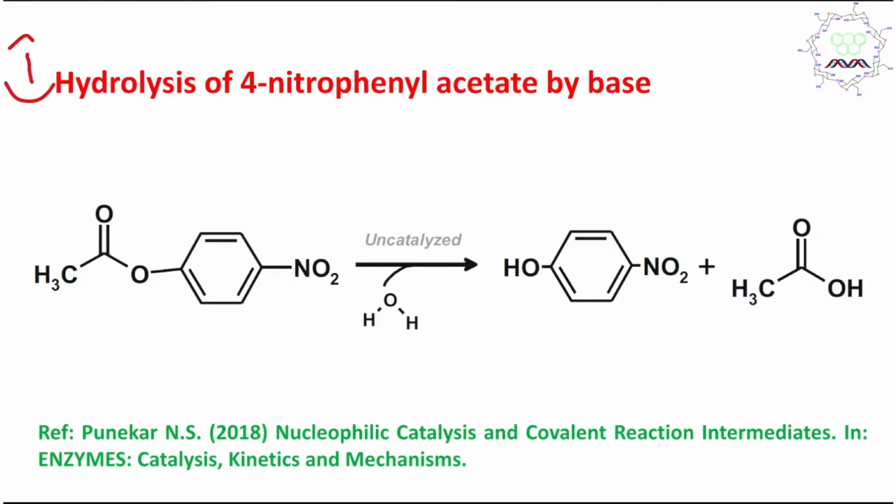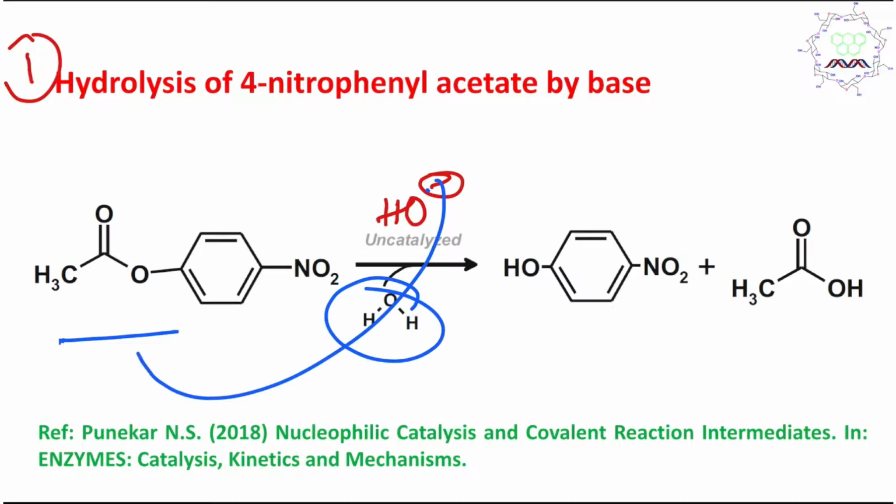Example number 1 is hydrolysis of nitrophenyl acetate by base. If you take this nitrophenyl acetate and keep it in water, the reaction doesn't happen efficiently, but for that purpose a stoichiometric amount of alkali is needed. Why? Because of how the reaction starts: alkali does a nucleophilic attack on this ester carbonyl, it opens up, forms a tetrahedral intermediate, then it comes back and this leaves. In this way the reaction happens.